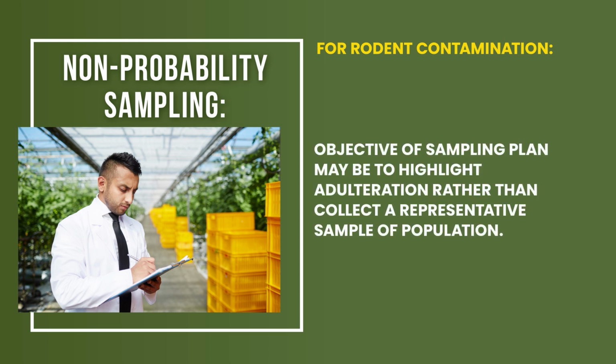So the objective of sampling is not to have a representative sample of the population, but to have the sample which is actually affected, which is actually contaminated, because that is what we are going to check. We are not going to check how much is the total rodent contamination in the total lot. No, we have to find out which portion is affected. As we have already seen, the aflatoxin is not there on all the groundnuts. It will be on certain groundnuts. We have seen that the pesticide is not there on all the grapes.